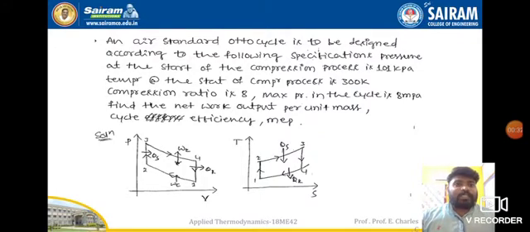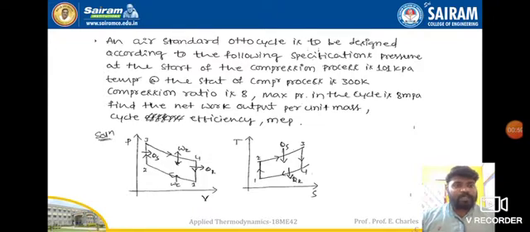The temperature at the start of the compression process is 300 kelvins. So again it is the initial temperature, 300 kelvins. The compression ratio is given as 8, so V1 by V2 is 8. The maximum pressure in the cycle is 8 megapascals.